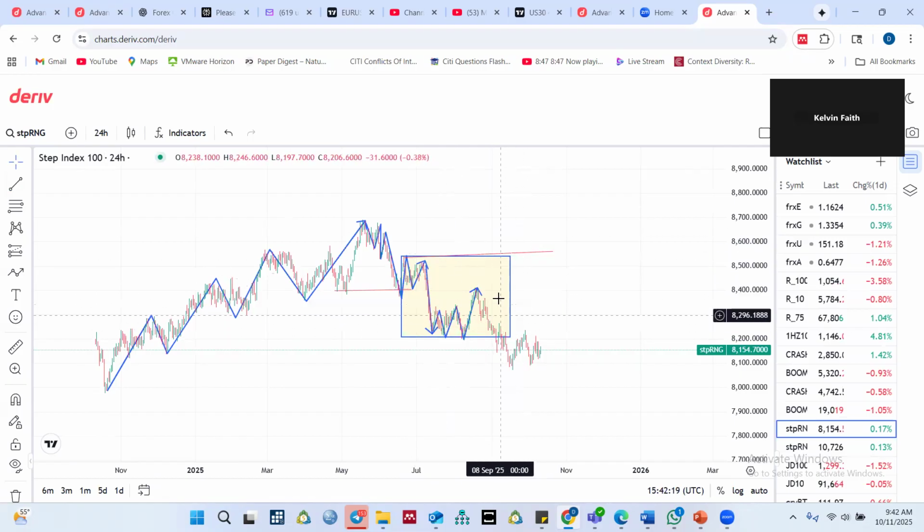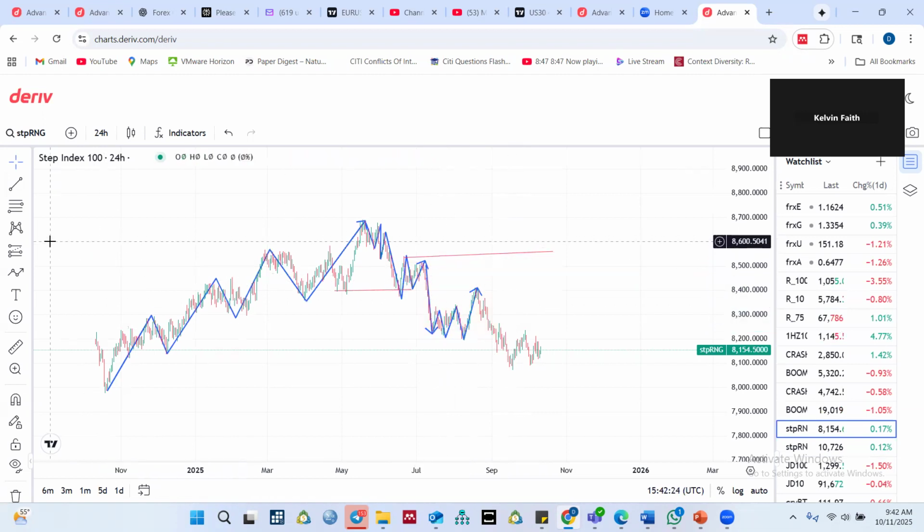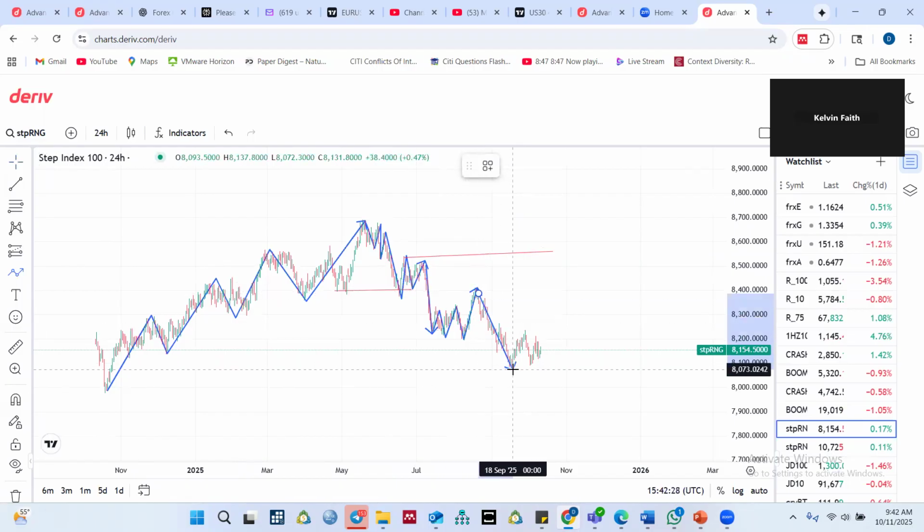So what do we see? Price gives us a move to the downside. Okay, we get here, it moves back to the range, drops to here, comes here, drops here, comes here, and we are currently where we are right now.